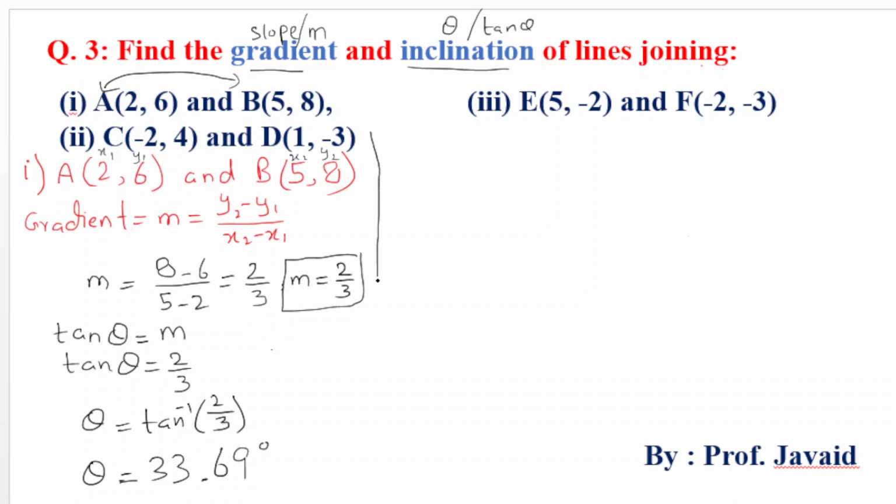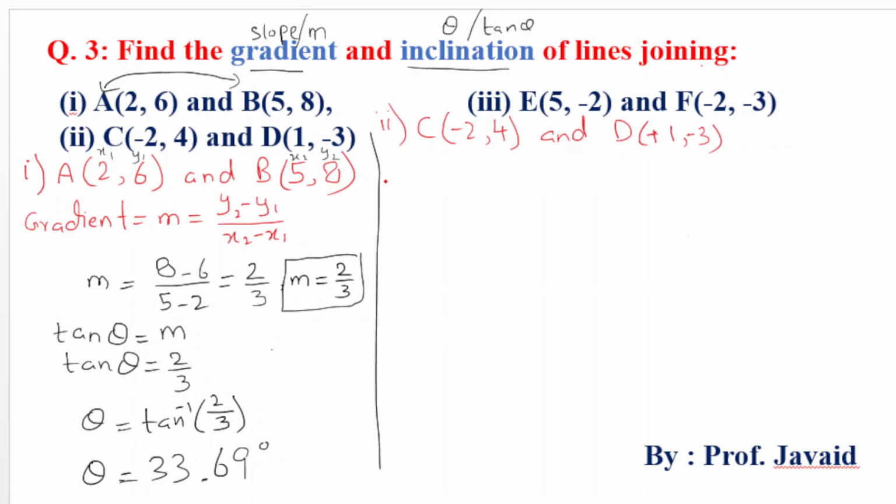Let's move toward the second part. Let me write the second question here. The second question is basically C is (-2, 4), and no need to write the comma if you put it, and D is (1, -3). So that is 1 and -3.